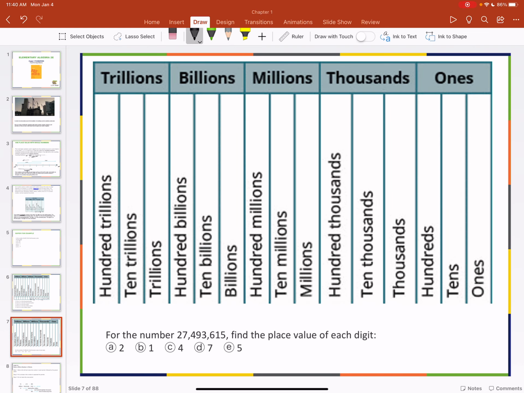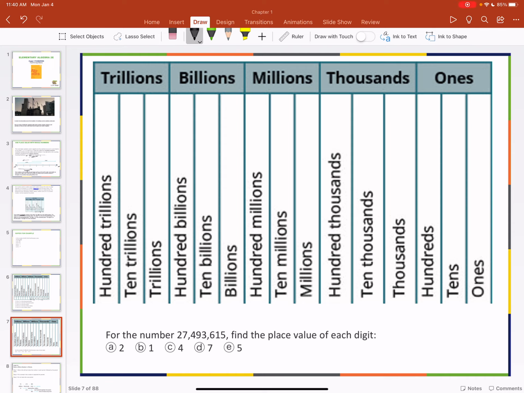So what you can do here is just push pause on your video, and then you can go ahead and try this on your own and see if you do this correctly. We're going to write the number 27,493,615, and then we're going to find the place value of the 2, the 1, the 4, the 7, and then the 5. I'll wait 10 seconds because you're going to pause and try this, and then I'll go into it, okay?